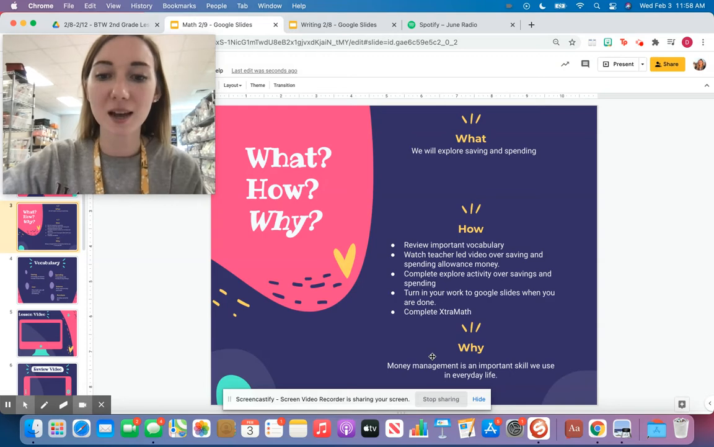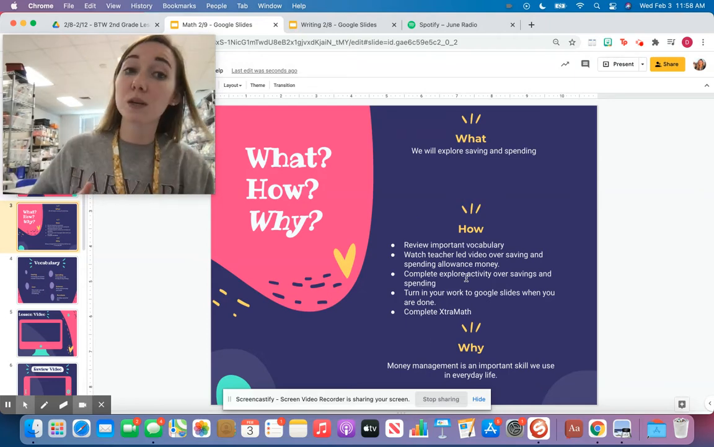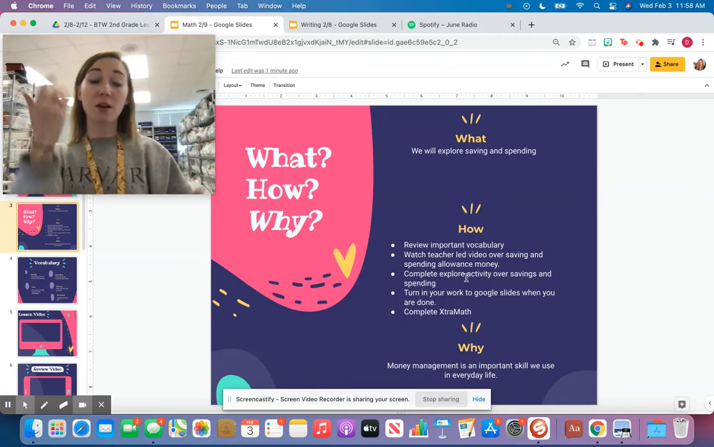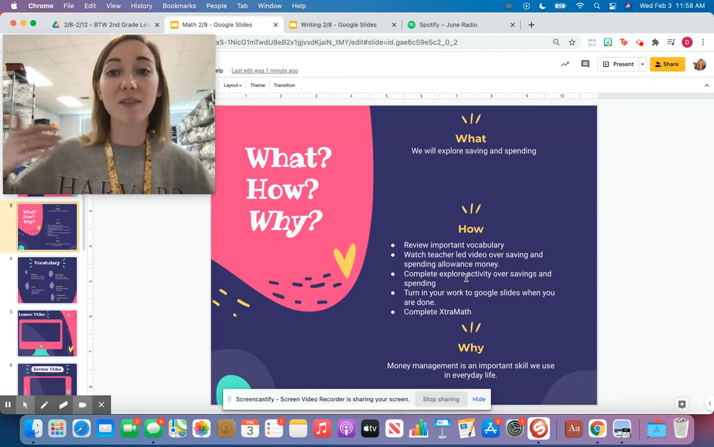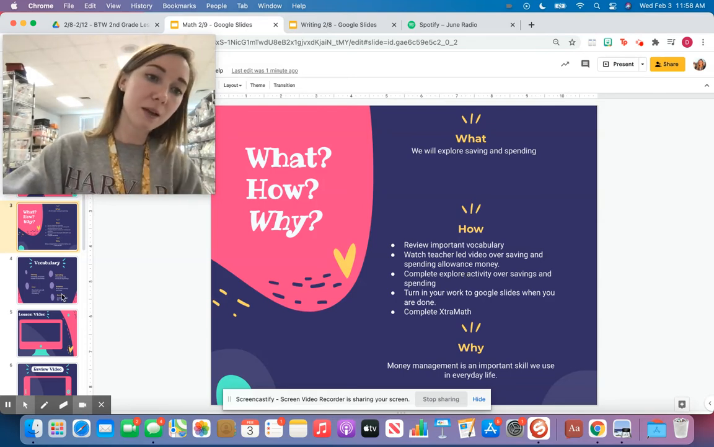We do all of these things because money management is an important skill we use in everyday life. And knowing the difference between saving and spending and then knowing our facts can help us save and spend our money in a responsible way. And we want to do that.